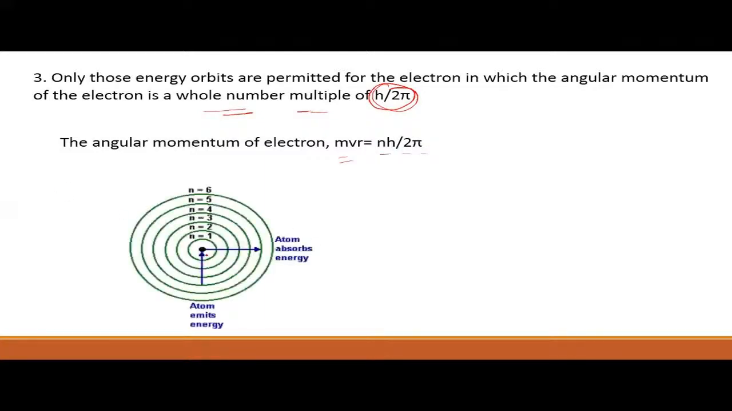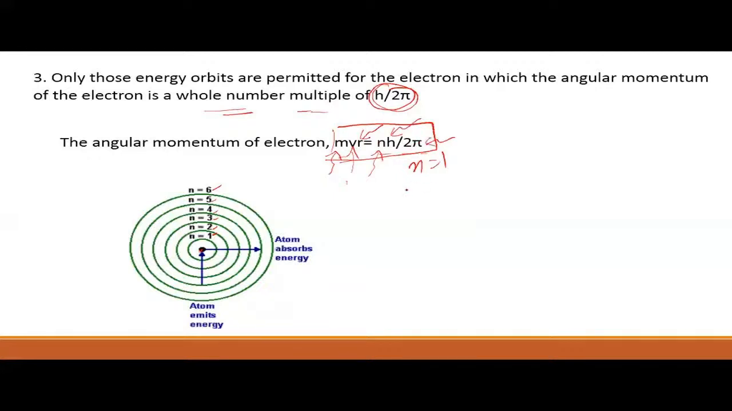In this photograph, we are able to see the nucleus, and these are the first, second, third, fourth, fifth, sixth energy levels. For energy level 1, we take n equal to 1. In the angular momentum formula, m is mass, v is velocity, r is radius of atom, n is number of energy level or shell, h is Planck's constant, and this is the value of pi.